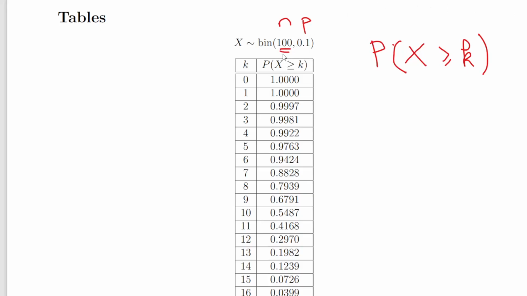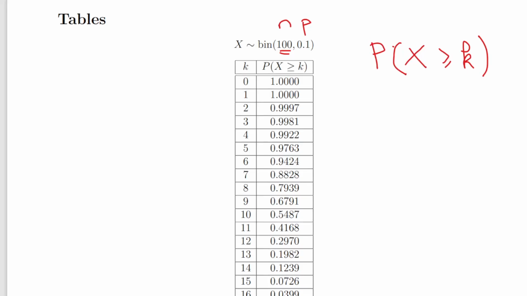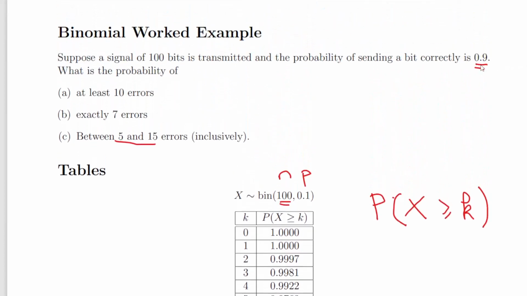What we're saying is that the number of independent trials here is 100, and the probability that we're interested in is 0.1. Now, where am I coming up with this 0.1? Surely we're told 0.9. Essentially, we're just flipping the definitions of success and failure. An error in the context of the binomial experiment is our success, and the probability of that success is 0.1.